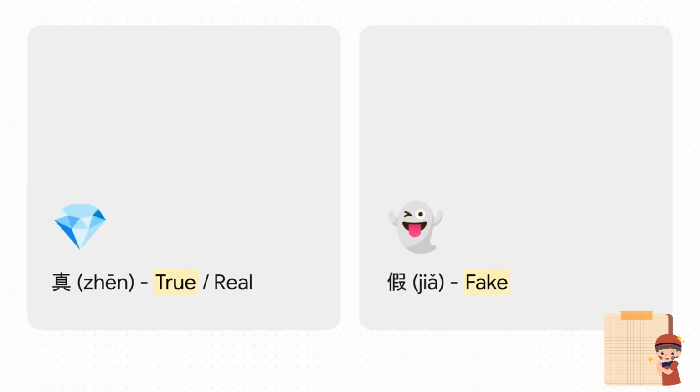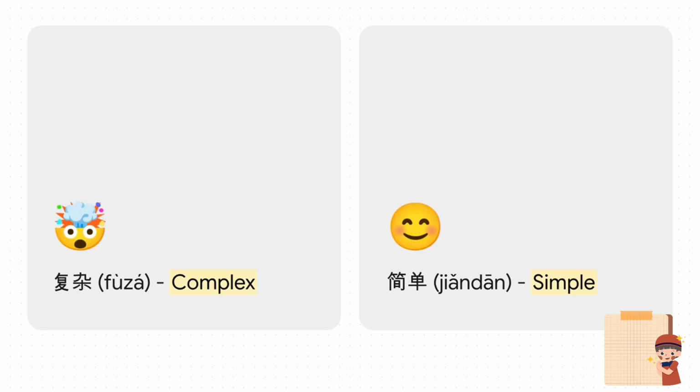How about authenticity? Is that news story true? Or is that designer handbag totally fake? For this, you'd use zhen, Z-H-E-N, for true or real, and its opposite, jia, J-A-A, for fake. This is a pair that I personally love because we use it to describe ideas all the time. Is the problem 复杂, really complex, or is the solution 简单, actually simple?